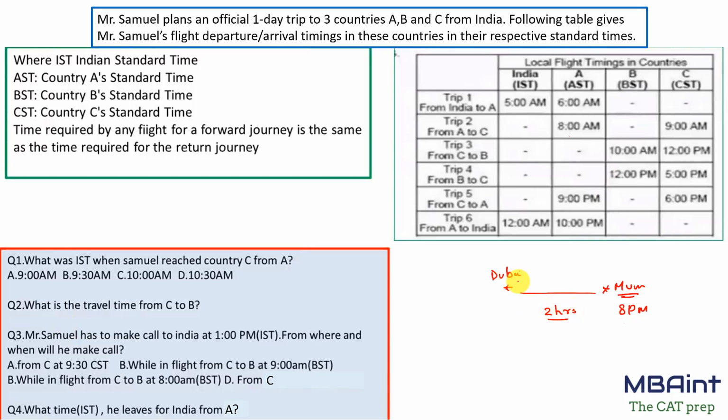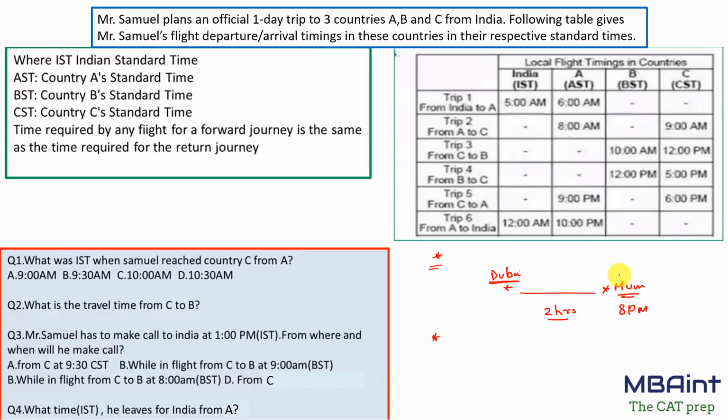Now as Dubai is to the left, or we call it west, of Mumbai, what would be the timing in Dubai? At 8 p.m. in Mumbai, it would be 6 p.m., right? Now similarly, if it is 7 p.m. in Dubai, according to Dubai standard time, what would be the timing in India at Mumbai? The timing in Mumbai would be 9 p.m. Hope you are clear with this concept. First concept is clear. Now let's see the other concept.